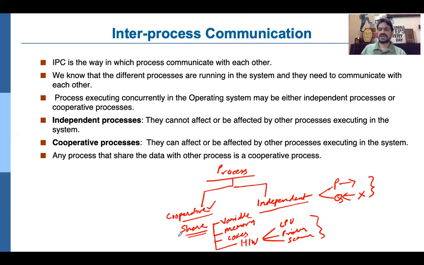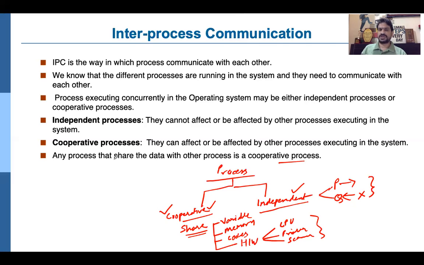So if processes are sharing something, those processes are called cooperative processes. If they are not sharing anything, those are called independent processes. If they are sharing, definitely one process may affect another process. If they are not sharing anything, definitely those processes are not going to affect each other. Those are called independent processes. Any process that shares data with another process is called a cooperative process. So I think you understood the difference between the cooperative process and independent process.